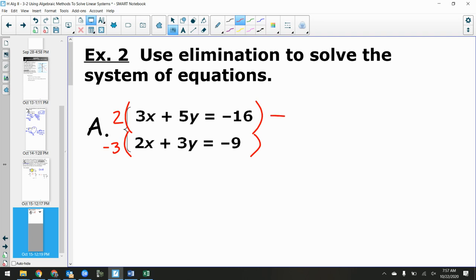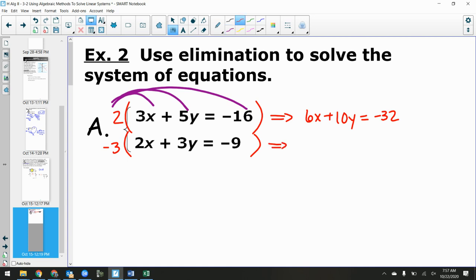Okay, so that means that this equation 1 turns into 6x plus 10y is equal to negative 32. I'll tell you what, one of the main mistakes I always see is people not distributing into everything. Like you'll say 6x plus 10y is equal to negative 16 and forget to multiply by the constant in the end. Don't do that. Don't do that to yourself.